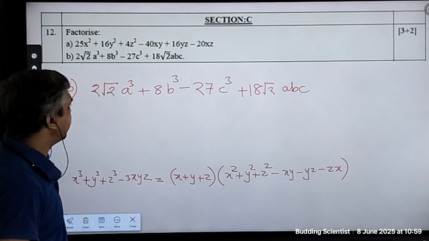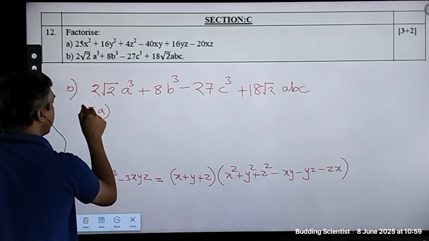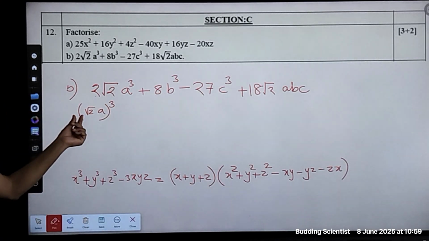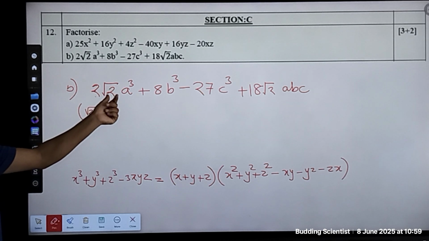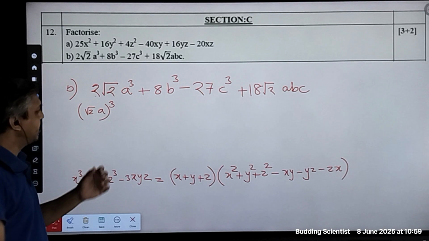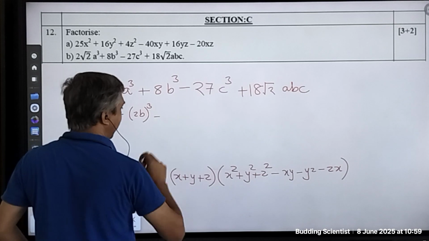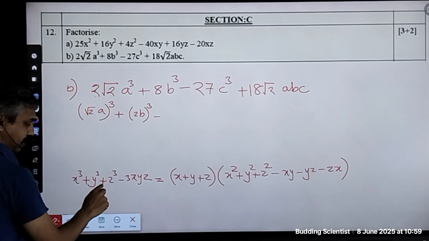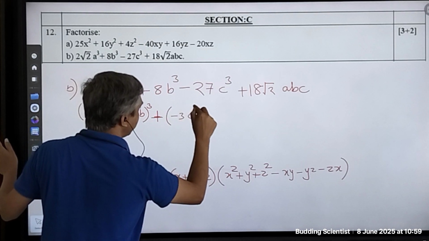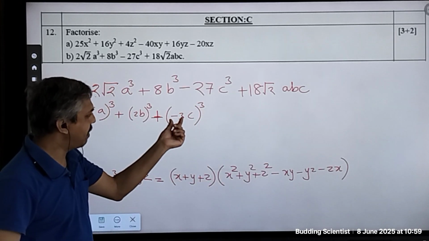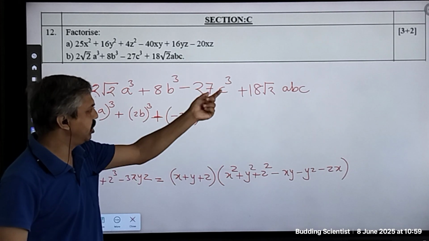So we just simply put the answers here. This is equal to 2 root 2 is root 2 into a the whole cube. Root 2 cube is root 2 into root 2 into root 2. First root 2 multiplication is 2 and the third root 2 is as it is, 2 root 2. 8 is 2 cube, so we have 2b the whole cube. Minus, now this minus side, we have z cube must be positive inside, so I write plus here, and I write minus 3c the whole cube. Minus 3 cube is minus 27, so minus 27 c cube as well.